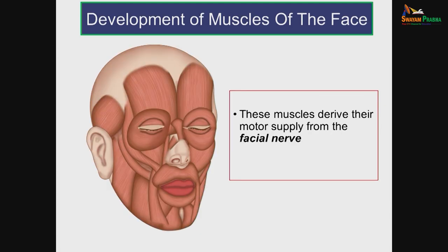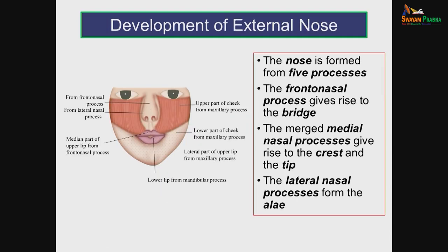Since the muscles of the face are derived from the second pharyngeal arch, and the nerve of the second pharyngeal arch is the facial nerve, the muscles derive their motor supply from the facial nerve.